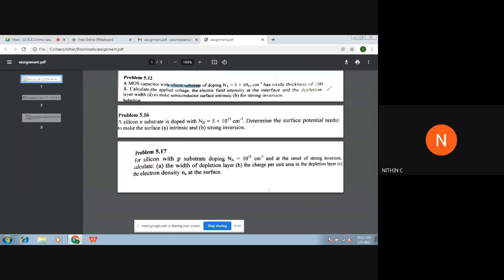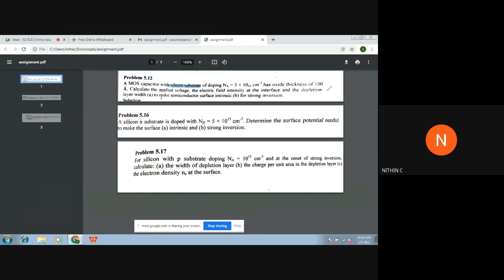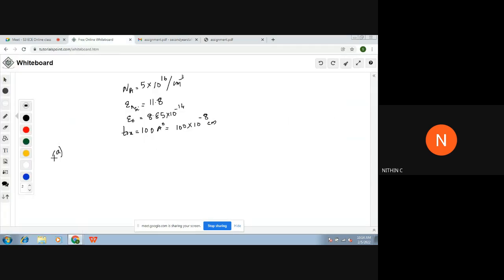Anything else? You need to calculate the applied voltage, then the depletion layer width. When you see depletion layer width, that equation has to come to your mind. Then you are asked to find this to make the semiconductor surface intrinsic and for strong inversion. So there are two conditions. Initially I need to find all these values when the semiconductor is intrinsic, and secondly when strong inversion has taken place. The conditions are different for these two.